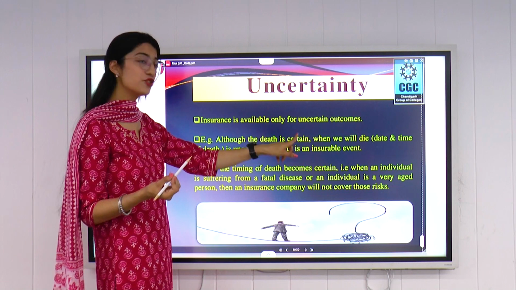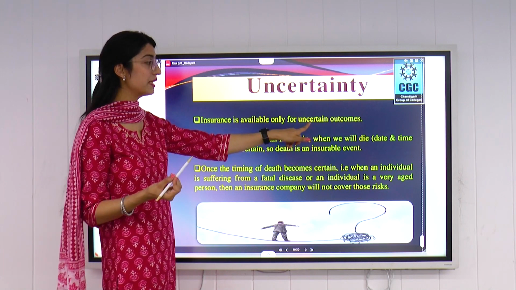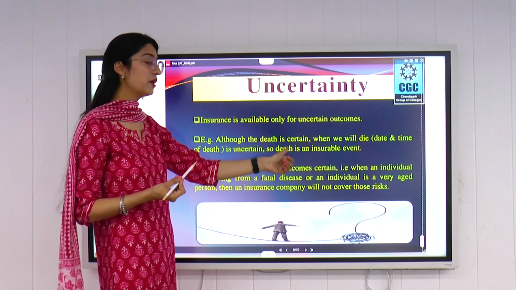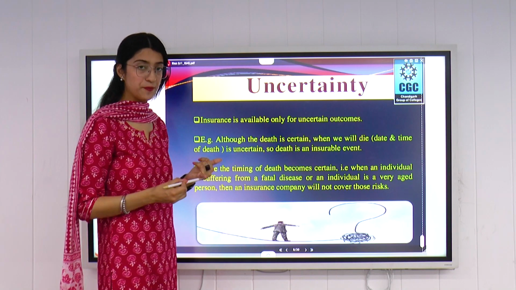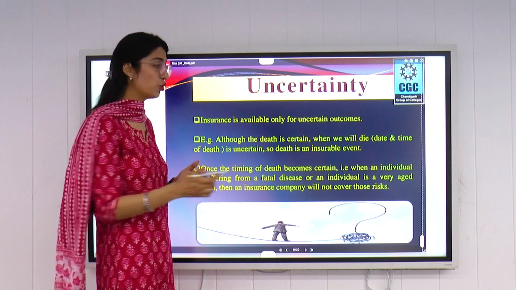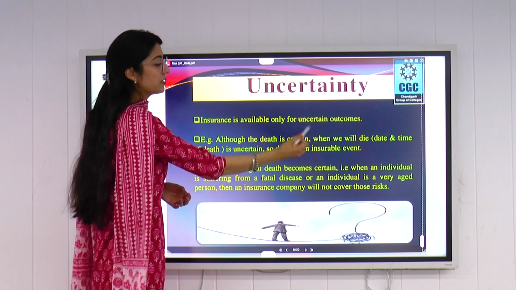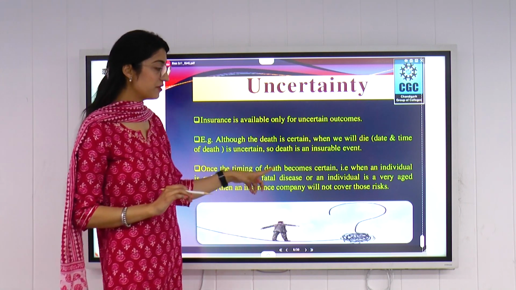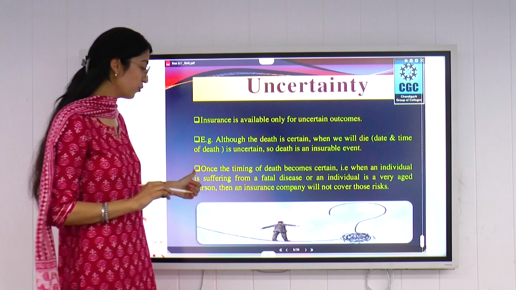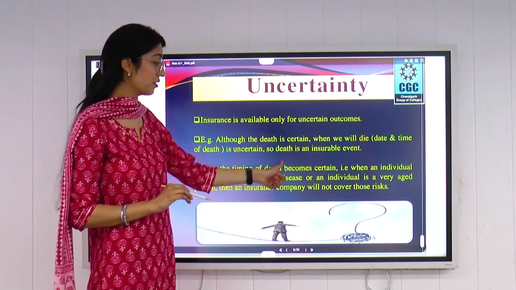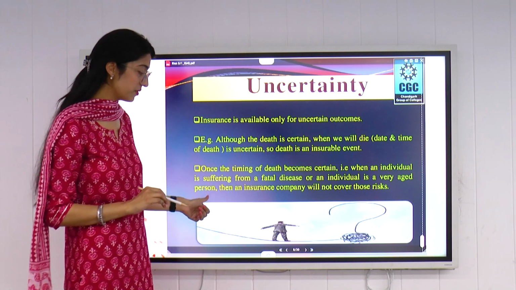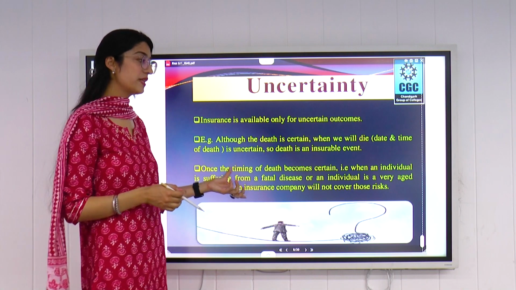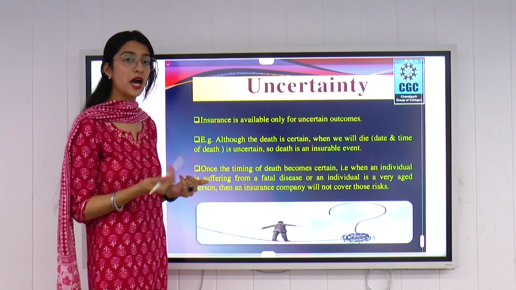Still, we are providing insurance for that because earlier what we said is that the uncertain outcomes will only be insured. But over here we are not certain about the date or time. We don't know कि किस time पे death will be. So for that sake only, death is an insurable event. Once the timing of death becomes certain, when an individual is suffering from a fatal disease or an individual is a very aged person, then the insurance company will not cover those risks. They may cover risks, it is not a very certain thing that they may not cover. They cover with a high premium amount.